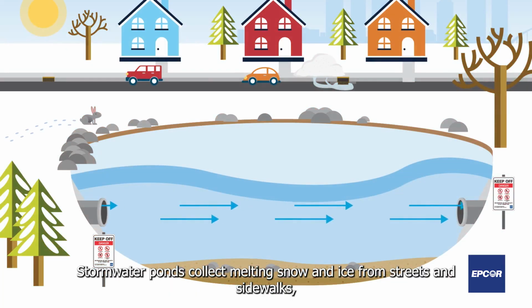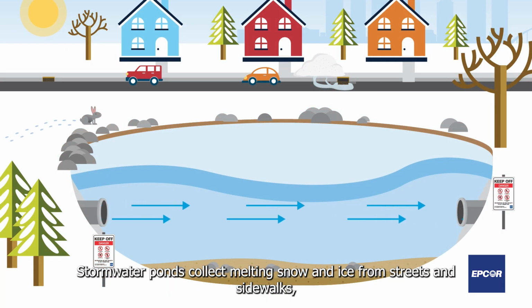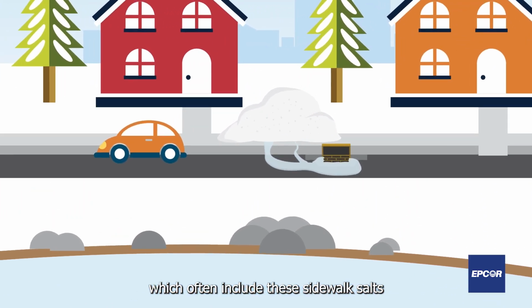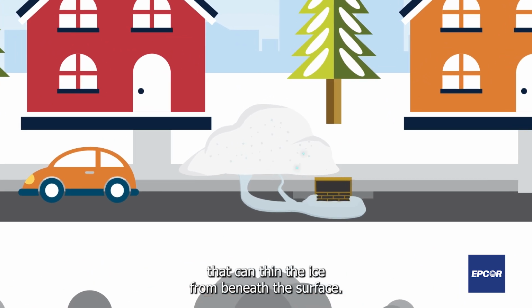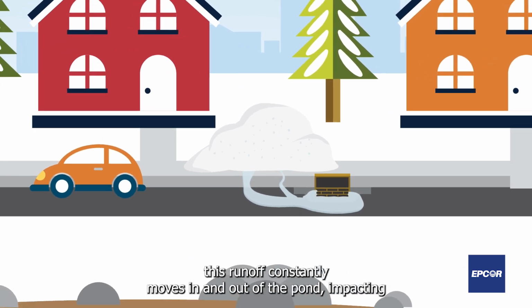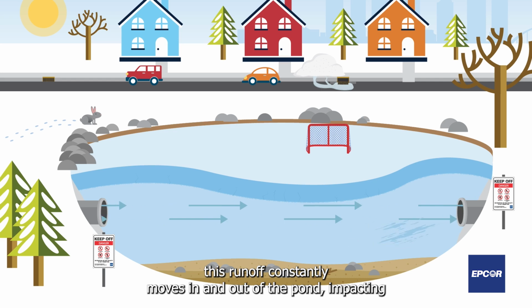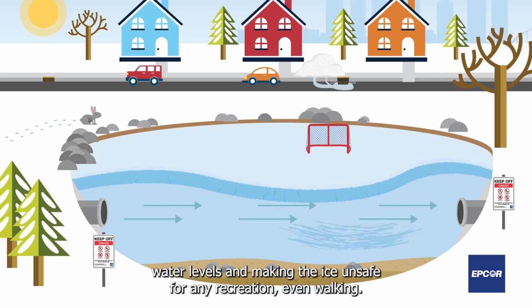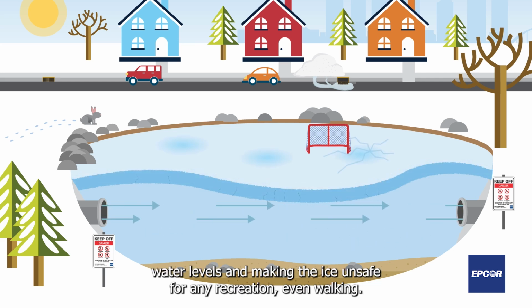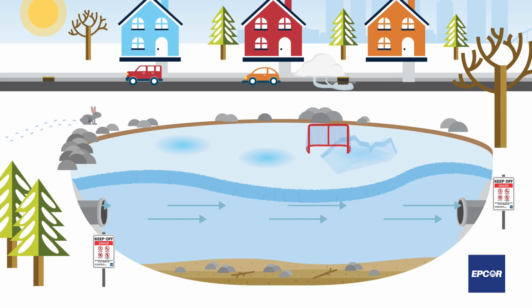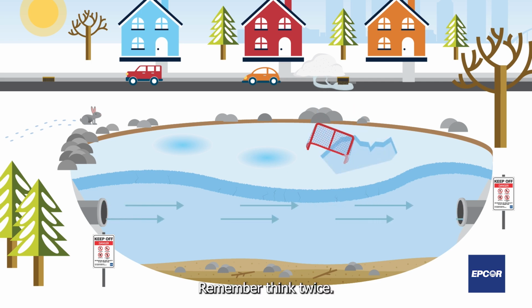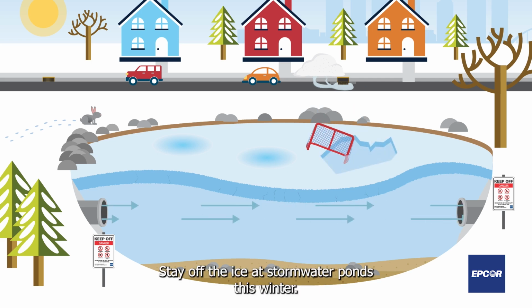This experiment demonstrates one of the reasons why ice on stormwater ponds is unpredictable and dangerous. Stormwater ponds collect melting snow and ice from streets and sidewalks, which often include these sidewalk salts that can thin the ice from beneath the surface. This runoff constantly moves in and out of the pond, impacting water levels and making the ice unsafe for any recreation, even walking. Remember, think twice, stay off the ice at stormwater ponds this winter.